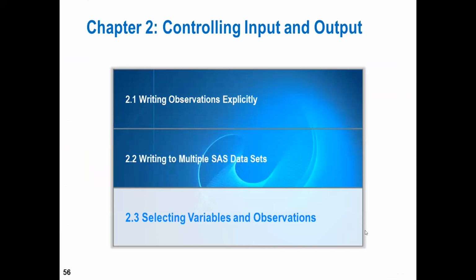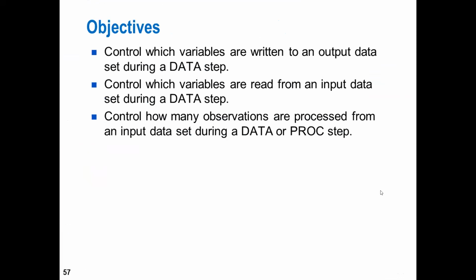So next topic is selecting variables and observations. So this part is again going to be the revision for us about how one can select the variables. But understand, when we are creating multiple data sets, let's see how we can select the variables according to the data sets to be created. Okay. So we'll control which variables are written to an output data set during a data step. We'll control which variables are read from an input data set, and we'll control how many observations are processed from the input data set during a data or proc step.